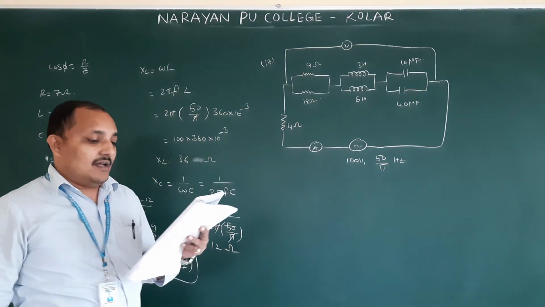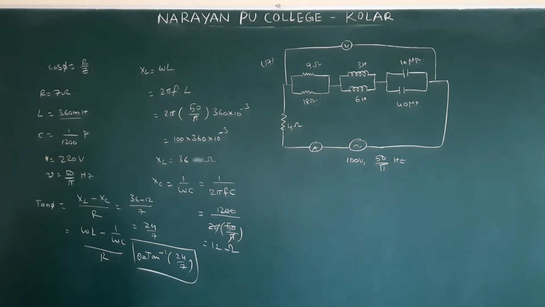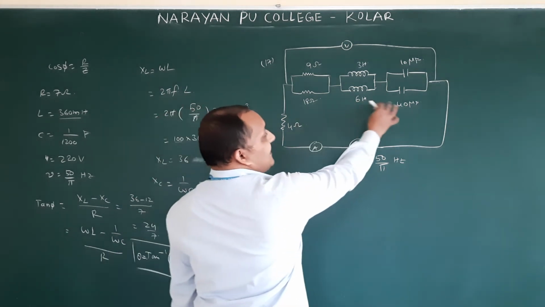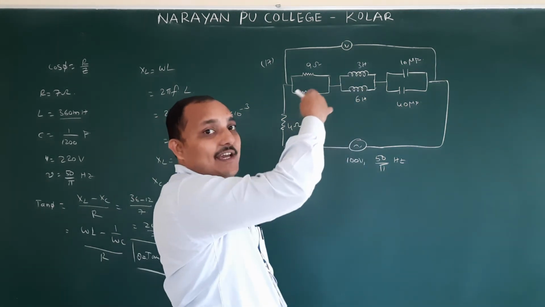Now, what is the voltage V they are asking? In the circuit diagram, they are asking for the readings of the voltmeter and ammeter. First we should find how much current is passing and what the resultant resistance is. This is an LCR circuit, but they gave combinations.